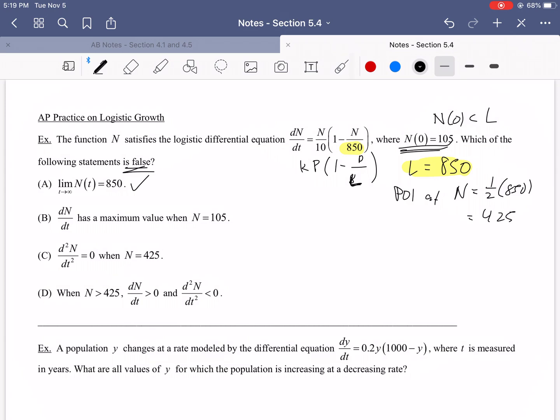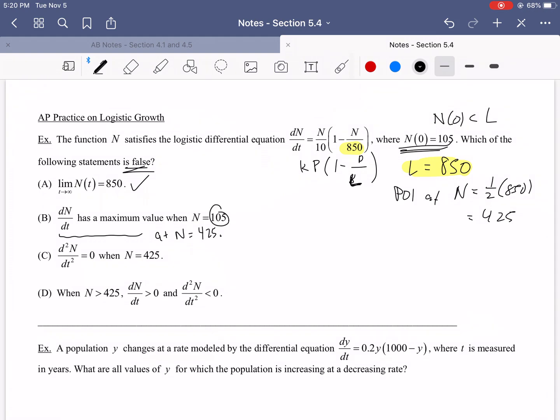Letter B: dn/dt has a maximum value when n is equal to 105. Well, I know that dn/dt is going to have a maximum value at the point of inflection. So really, this is going to happen not at n equal to 105, but at n equal to 425, where that point of inflection occurs.